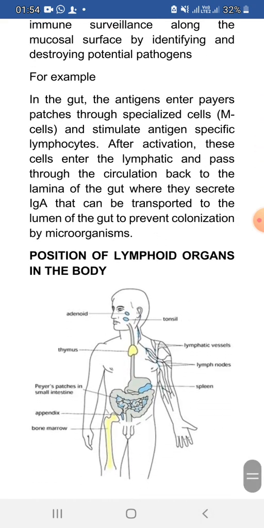Then finally, we have this diagram which tries to show us the areas where these lymphoid organs are. MALT is found there, and under the adenoid, another one at the tonsils. Then that's the thymus. Then we have the spleen there. Then we have Peyer's patches, which is also GALT, remember. Then the appendix, MALT, bone marrow. Then we have lymph nodes and lymphatics.